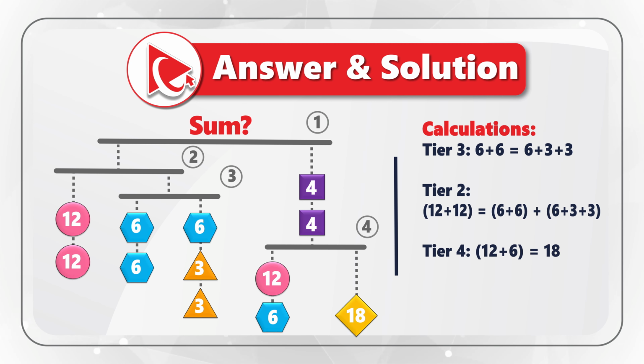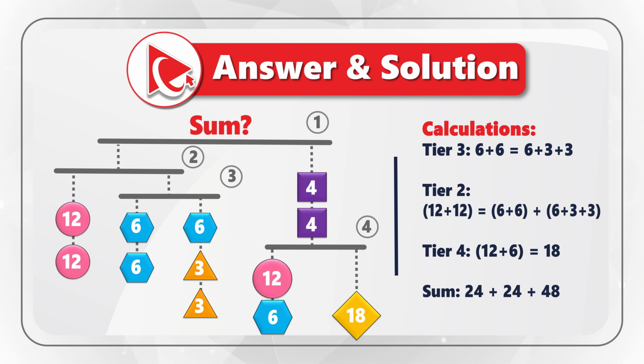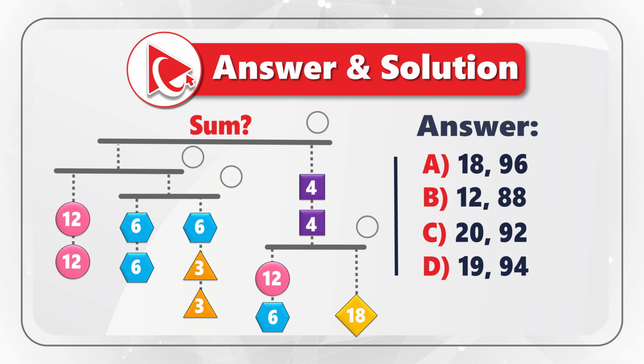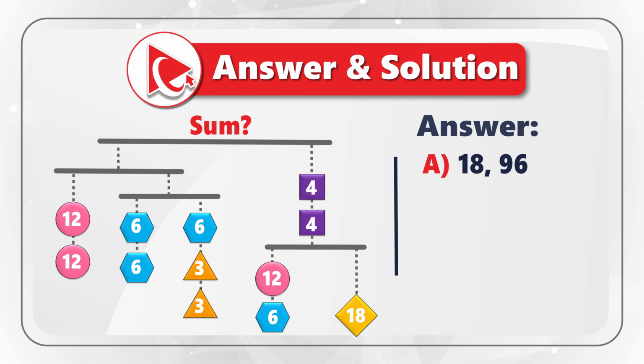And the total sum will be calculated as the sum of all the numbers. The sum of Tier 2 and Tier 3 would be 24 plus 24, plus 48 on the right side of Tier 1, which would equal 96. So the correct answer here is choice A, 18 and 96.